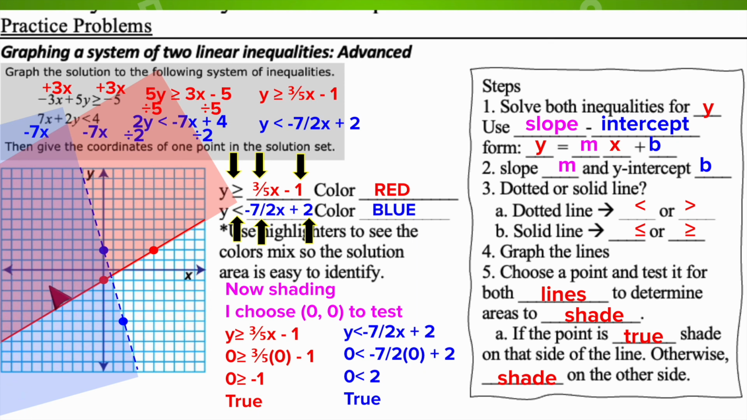So now you can see this kind of purply area. That's the solution that's true for both equations. So the red is only true for red, the blue is only true for blue, but where they crisscross, where they become purple, it's true for both systems. So, all right, that was solving systems of inequalities. So hopefully you had fun coloring and that helped, and I will see you on the next video.